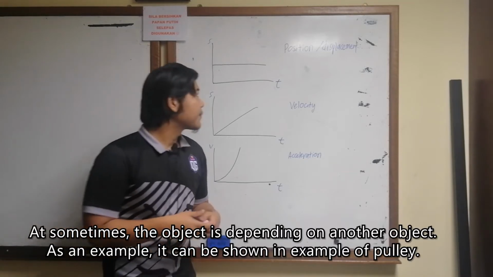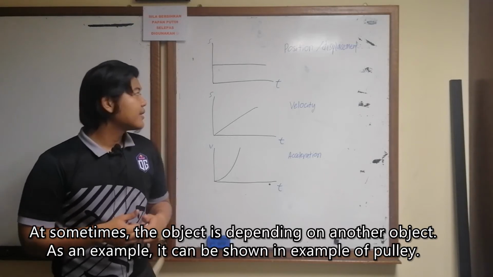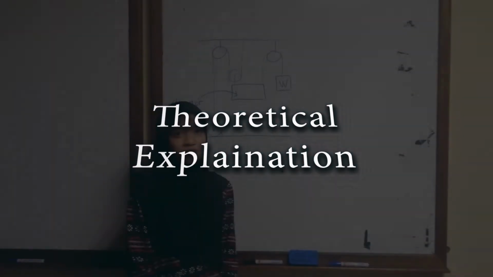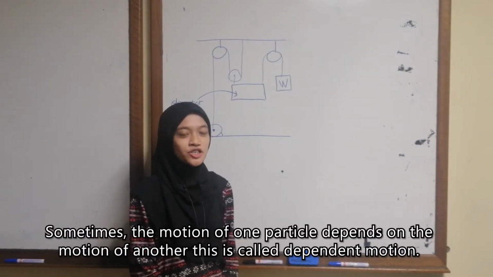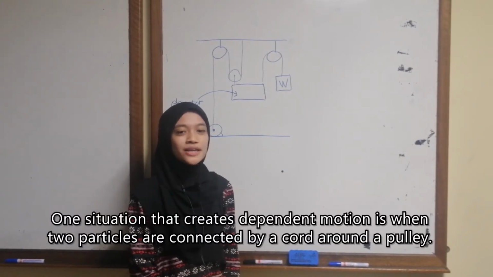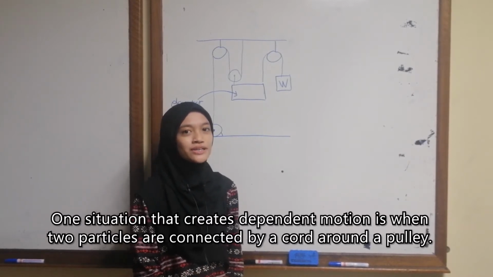And sometimes, an object is depending on another object. For example, this can be shown in the example of a pulley. Sometimes the motion of the particle depends on the motion of another. This is called dependent motion. One situation that creates dependent motion is when two particles are connected by a cord around a pulley.